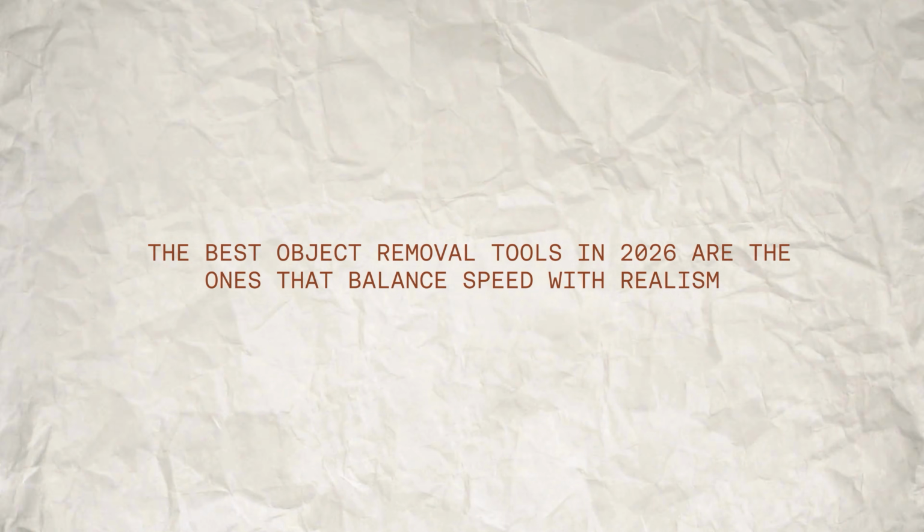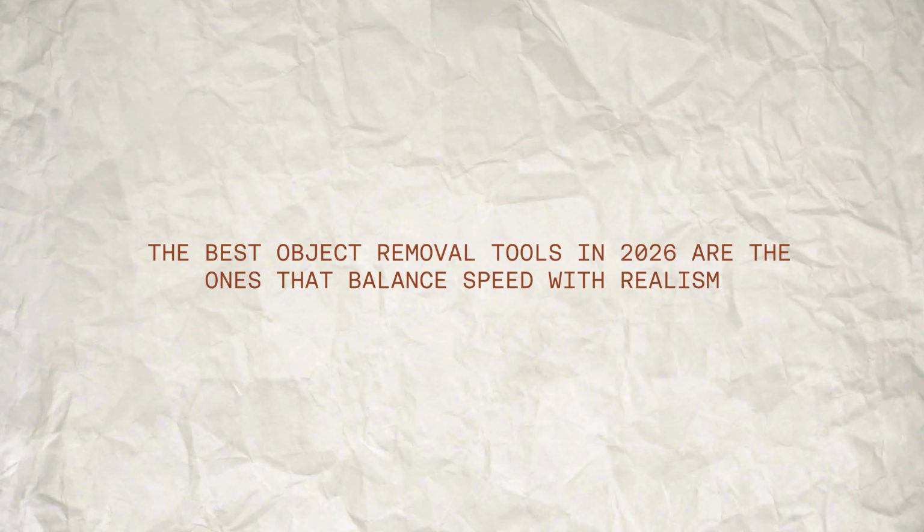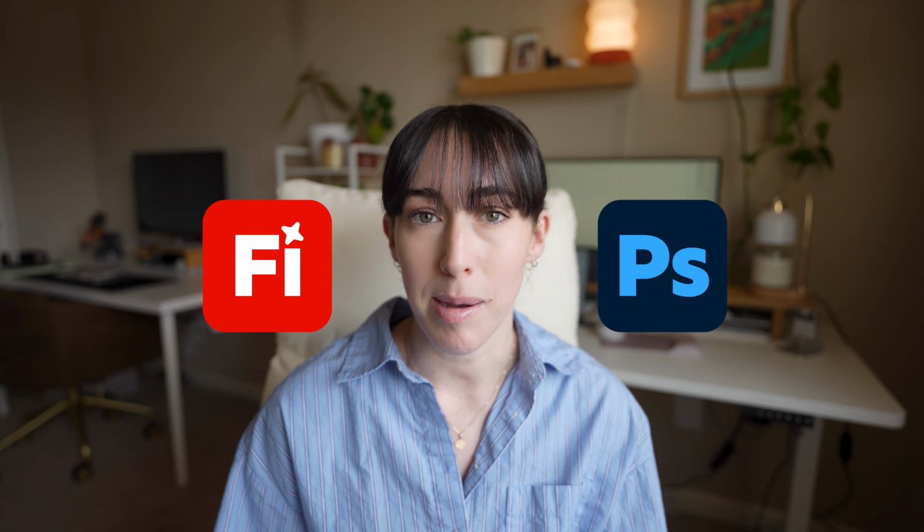Okay, so to wrap this up, the best tool for object removal in 2026 are the ones that balance speed and realism. Fast is great, but looking like it was never there is even better. Adobe Firefly and Photoshop, whether you are using the web or desktop version, are genuinely going to be your best and strongest options for context-aware, realistic object, and people removal. And now you know exactly how they're different and when to use each one.